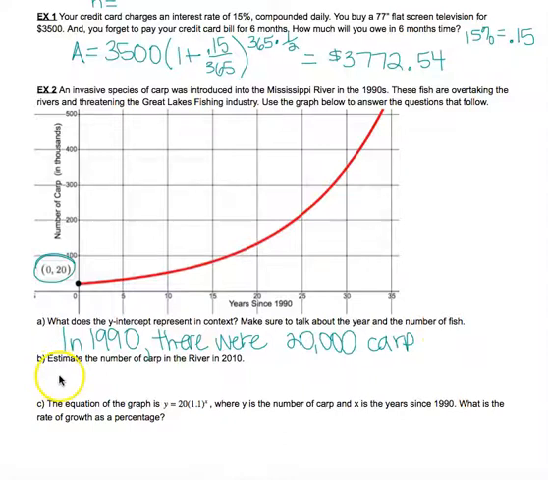Part B, estimate the number of carp in the river in 2010. So you guys are going to do this one. First thing you need to do, just to give you a little hint, you're not looking for 2010 on this axis. This is years since 1990. So your first step is to figure out how many years since 1990 2010 was. Then find that on your axis. So you're going to estimate the number of carp in the river in the year 2010.